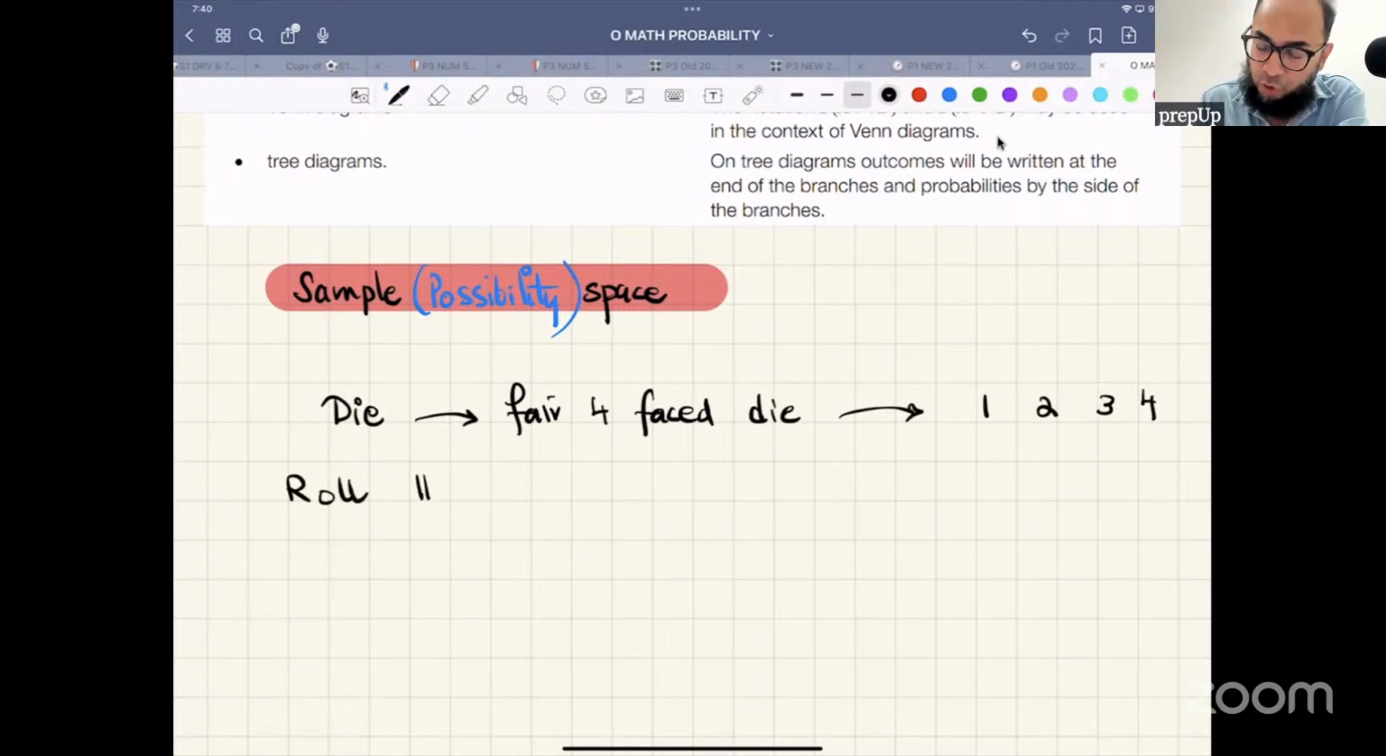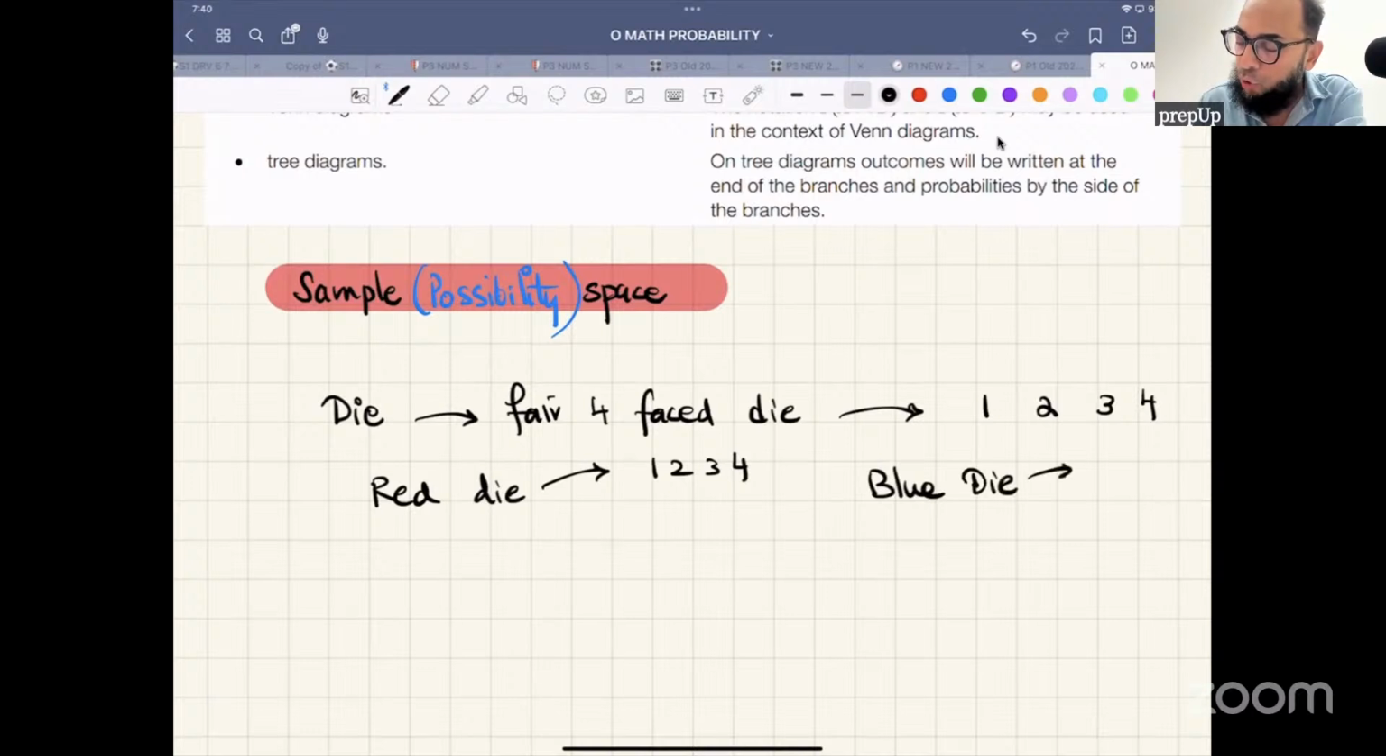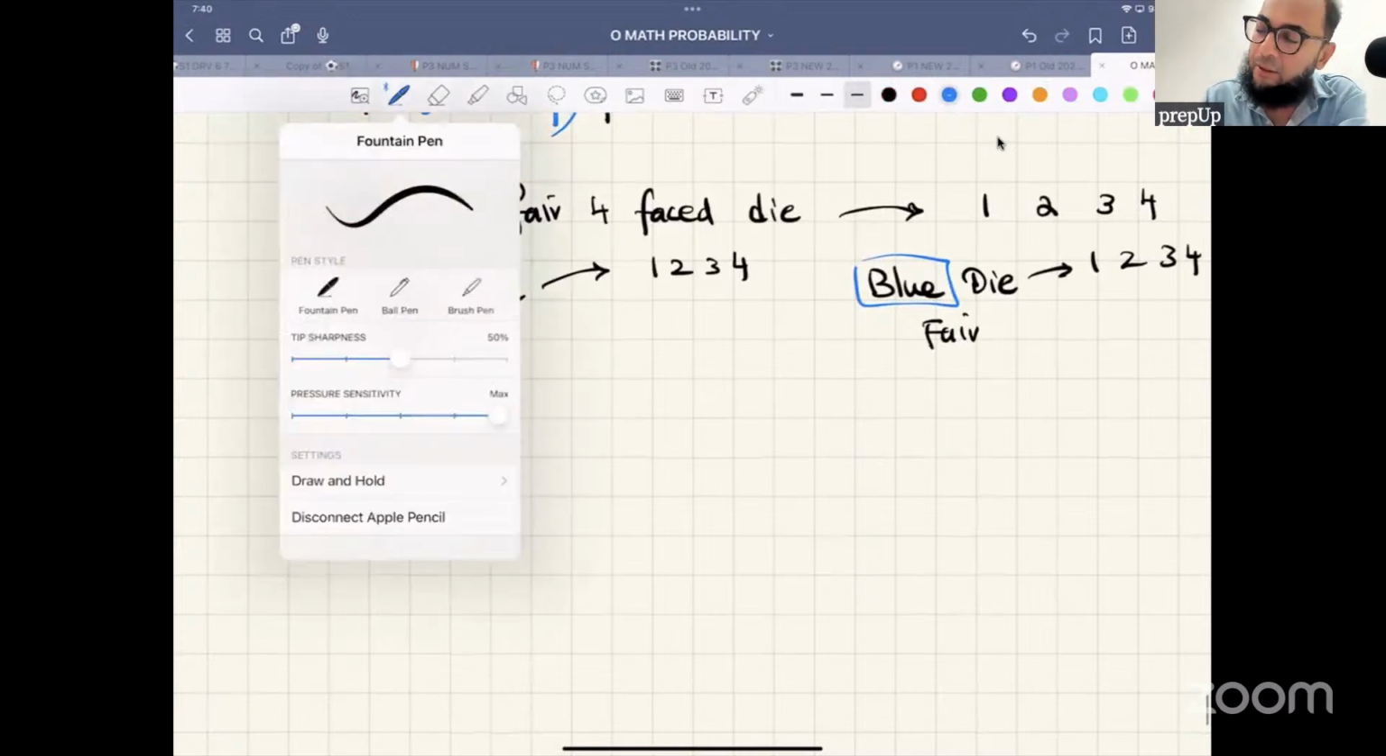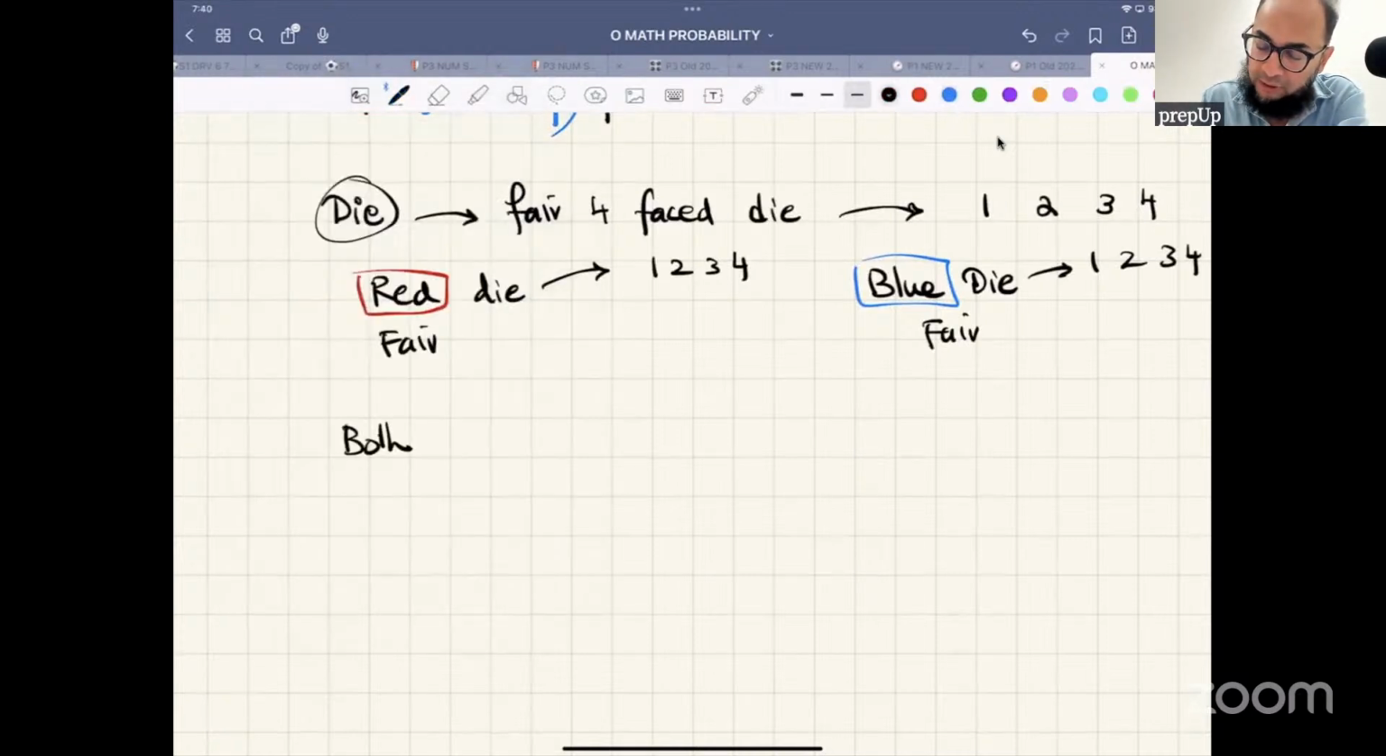I roll the die twice. Or even better, there is a red die and it has 4 faces, 1, 2, 3 and 4. There is a blue die and it also has 4 faces, 1, 2, 3 and 4. And both of them are fair. So there are 2 dice, the red one and the blue one, and both dice are rolled together.